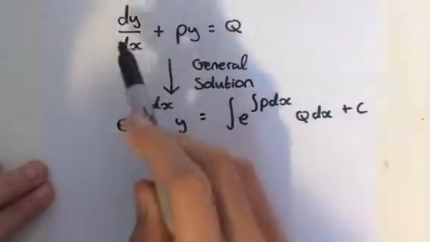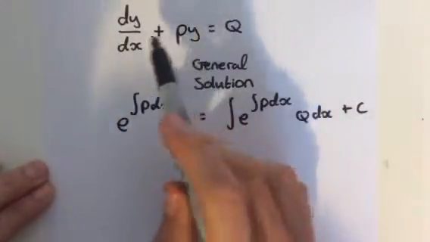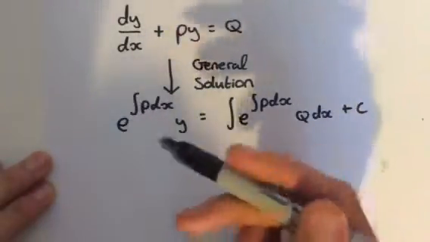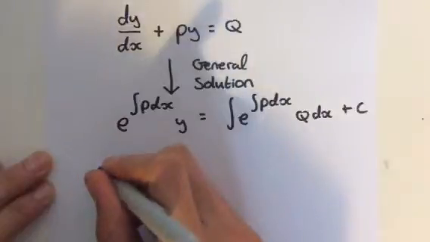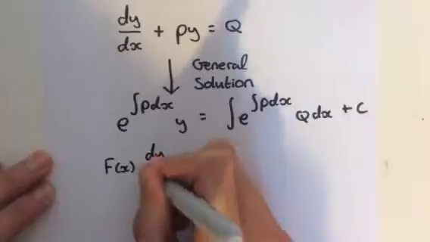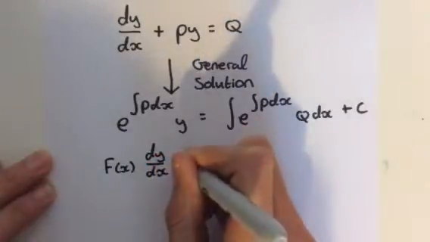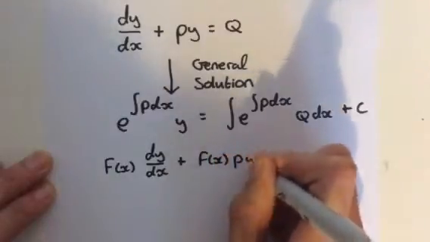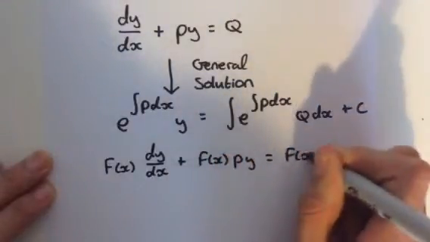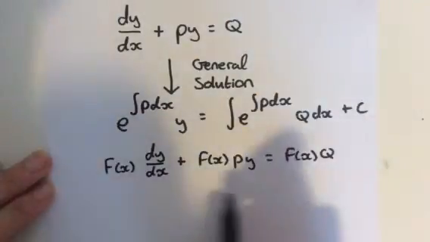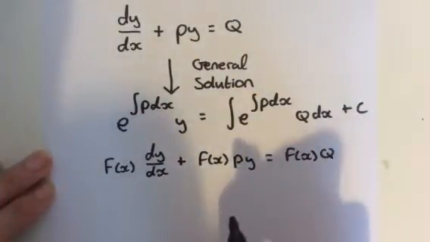So this is our differential equation. Now if we multiply both sides of the differential equation by some function of x, let's call it f(x), we get f(x) dy/dx + f(x) py = f(x) q. Alright, we multiply both sides by f(x). Now we do this so we can implement the product rule.